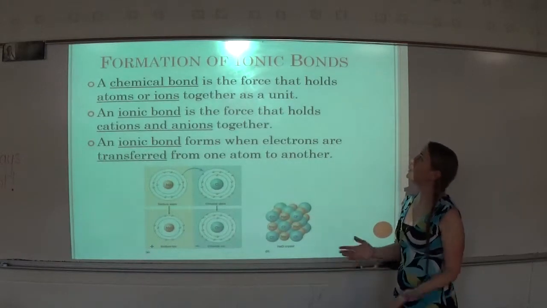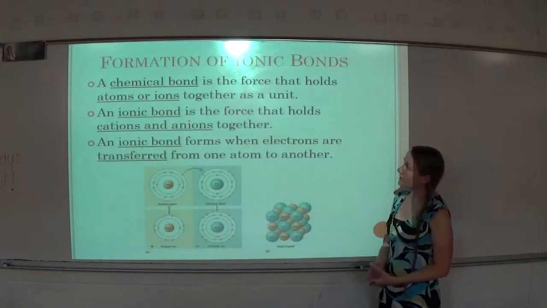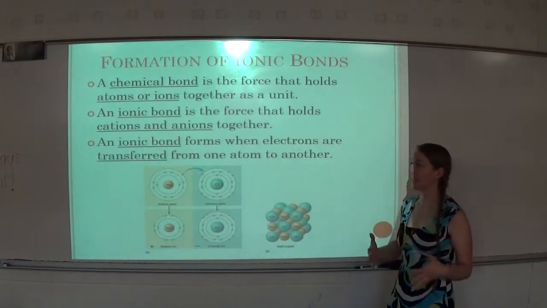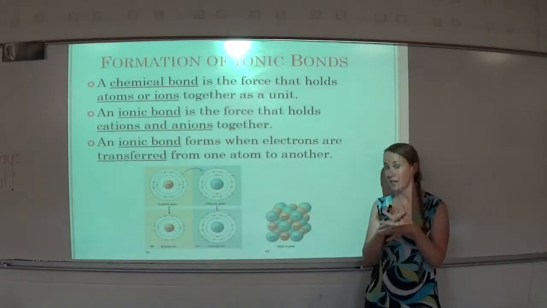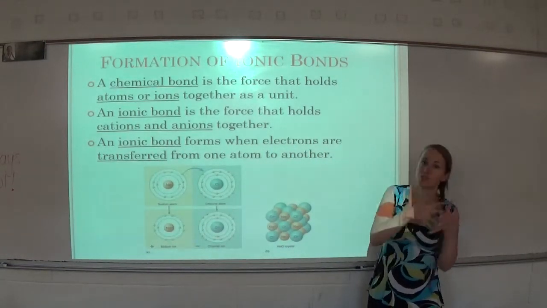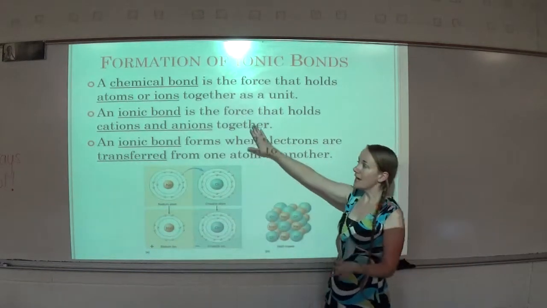A chemical bond is the force that holds atoms or ions together as a unit. An ionic bond is the force that holds cations and anions together. Remember, cations are positive, anions are negative. You have to have opposites to attract. So we can't bond 2 cations or 2 anions. Remember, opposites attract, like charges repel. So it bonds a cation and an anion.